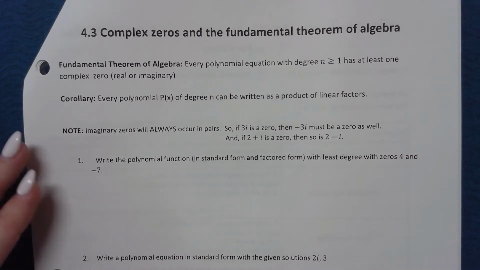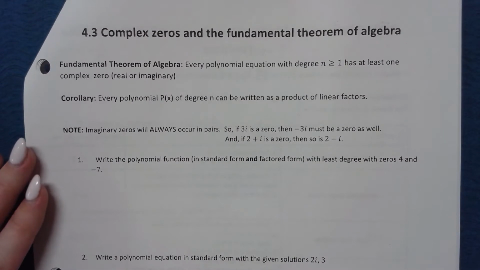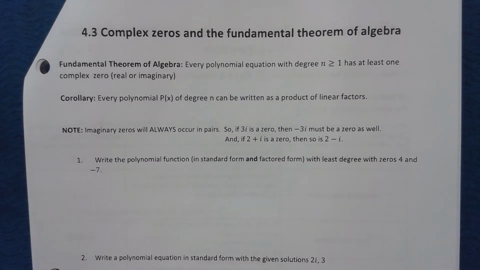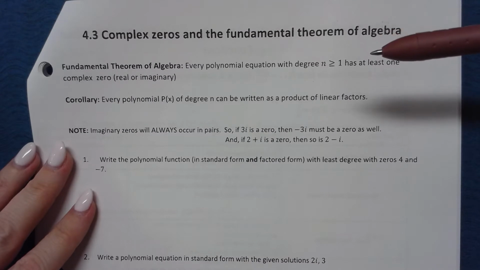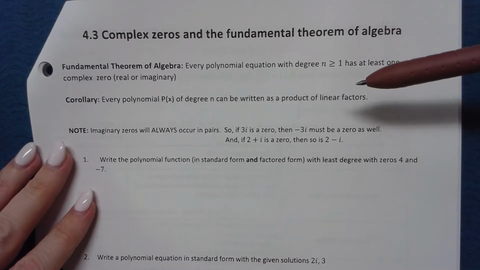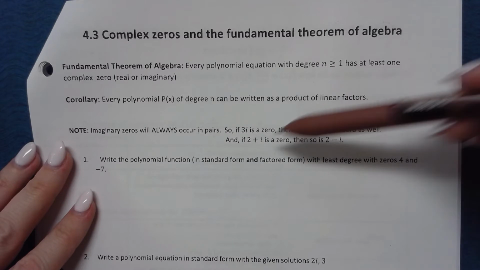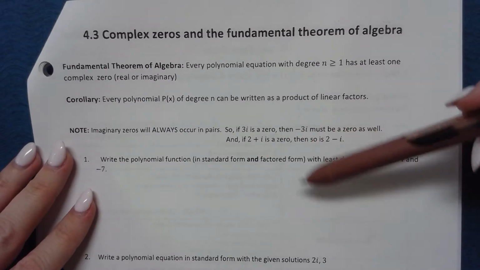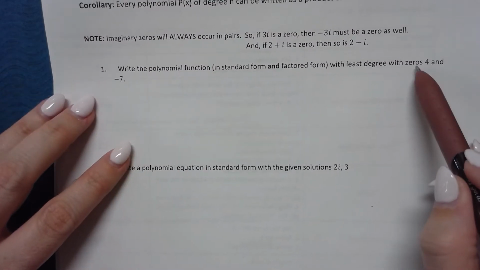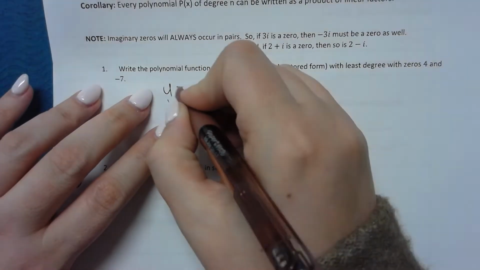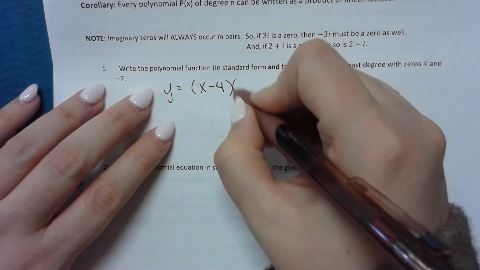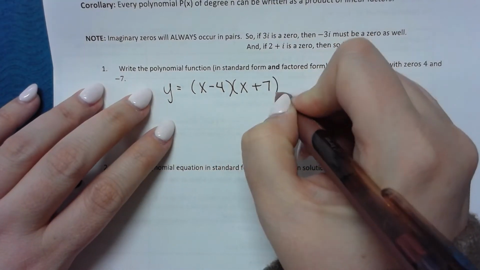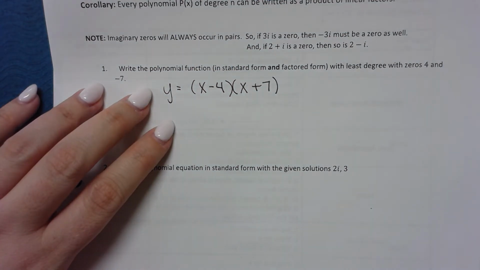All right, so we just have the second part of 4.2/4.3. If you remember from 4.1, we were learning how to write our polynomials. We're going to continue on with writing our polynomials in standard and factored form, but now we're adding in those imaginary numbers. If we had zeros of 4 and -7, that meant we had to do the opposite, so x minus 4, and the opposite, x plus 7. That would be considered our factored form.